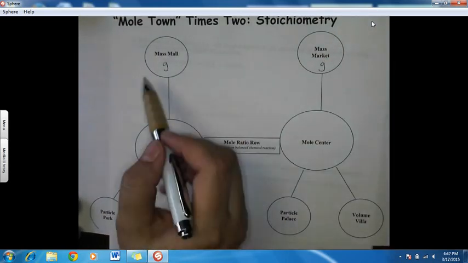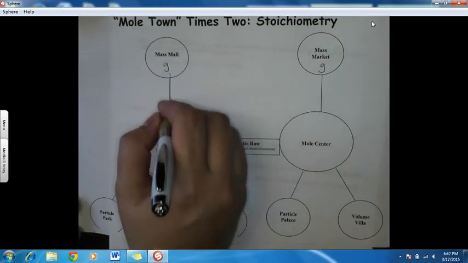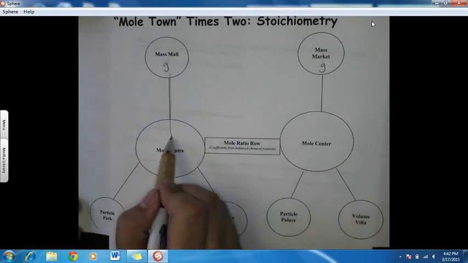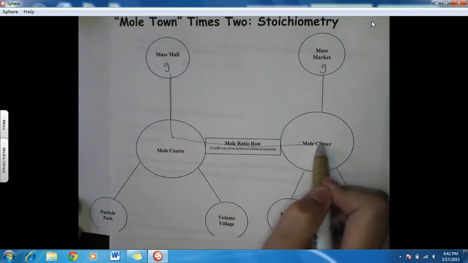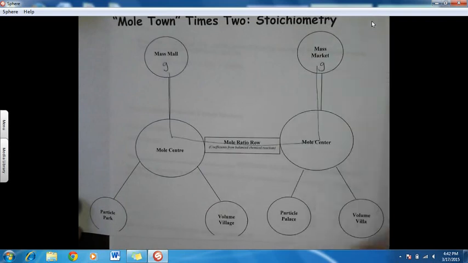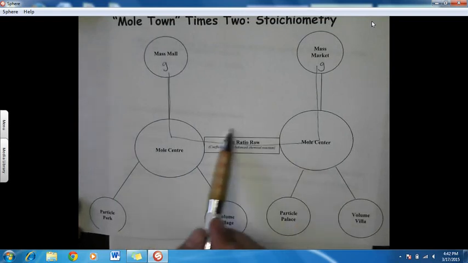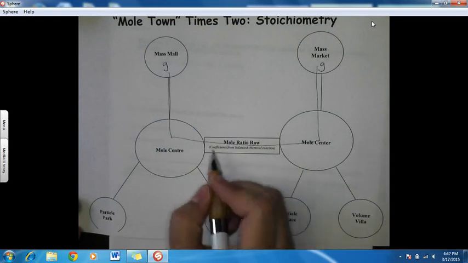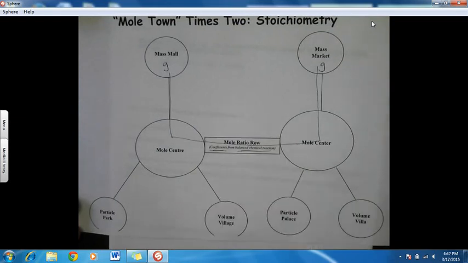And so the path we would need to make would be to change our grams to moles, then we cross over using the mole ratio, and then we would convert again to grams of our new substance. Okay, and you can use this to get from anywhere from one mole town to the other. But what connects the two is the mole ratio, which comes from the coefficients of that balanced chemical equation.